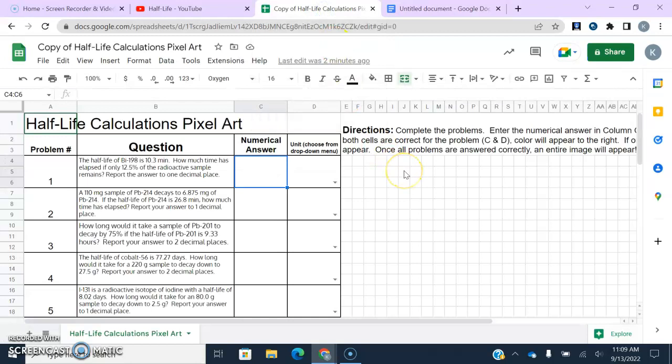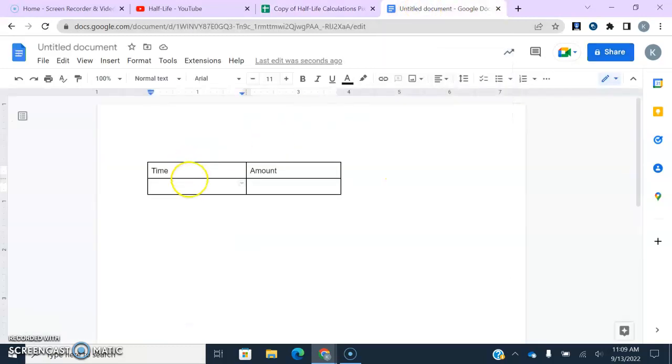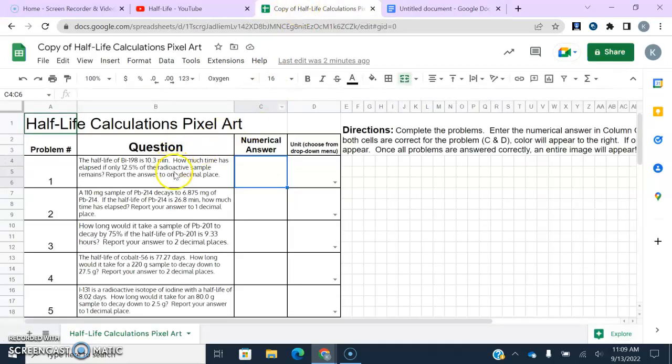Question 1 says the half-life of bismuth-198 is 10.3 minutes. How much time has elapsed if only 12.5% of the radioactive sample remains? Report the answer to 1 decimal place. We always start with our time as 0 because we always start with our initial amount. I wanted to do number 1 with you because the example in our lesson notes was with grams, and I wanted to show you one with percentage.